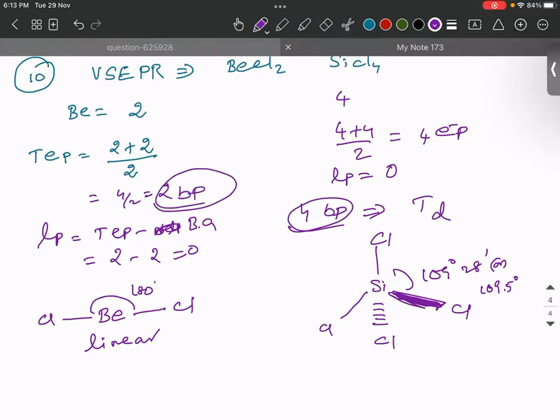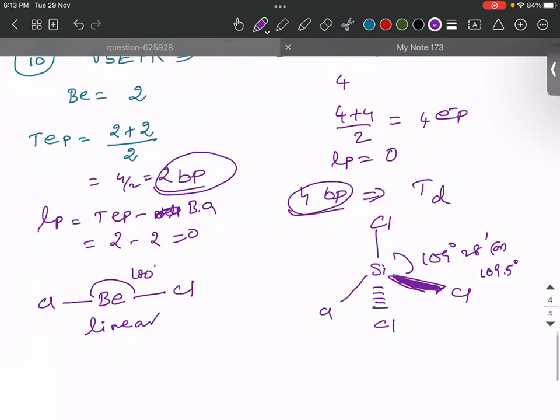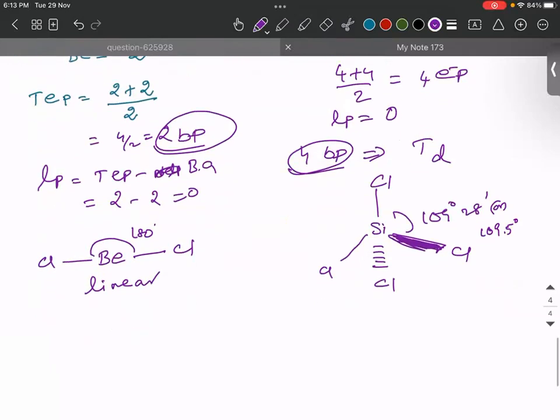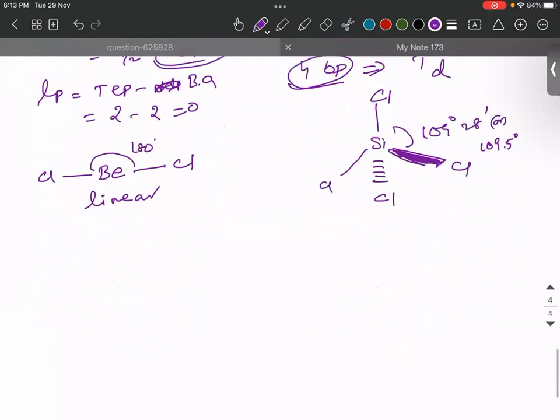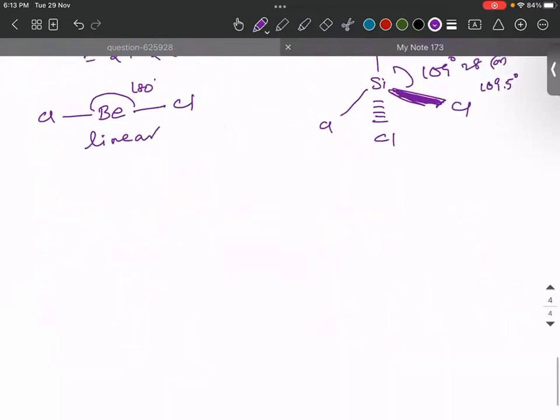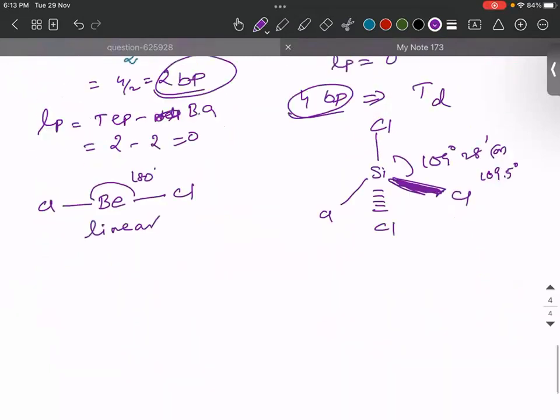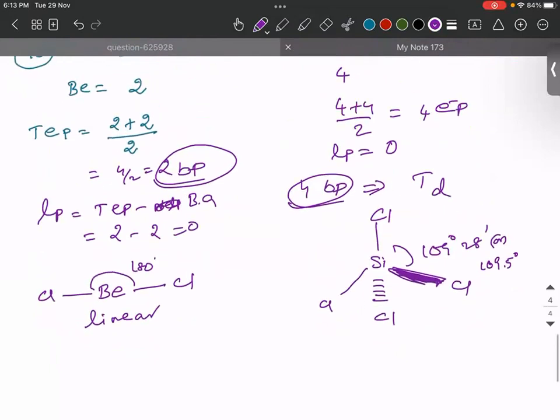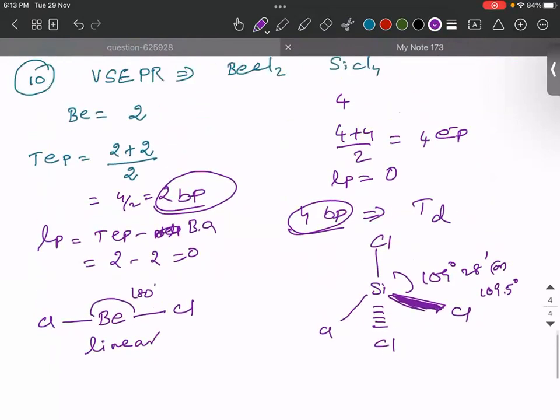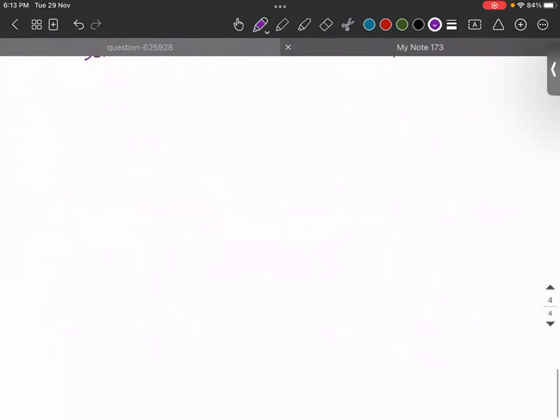Then why are the noble gases poor reactants? Why are the noble gases poor reactants? Sir, because they are stable, sir. What, ma? They are stable. Okay. You are telling the answer.